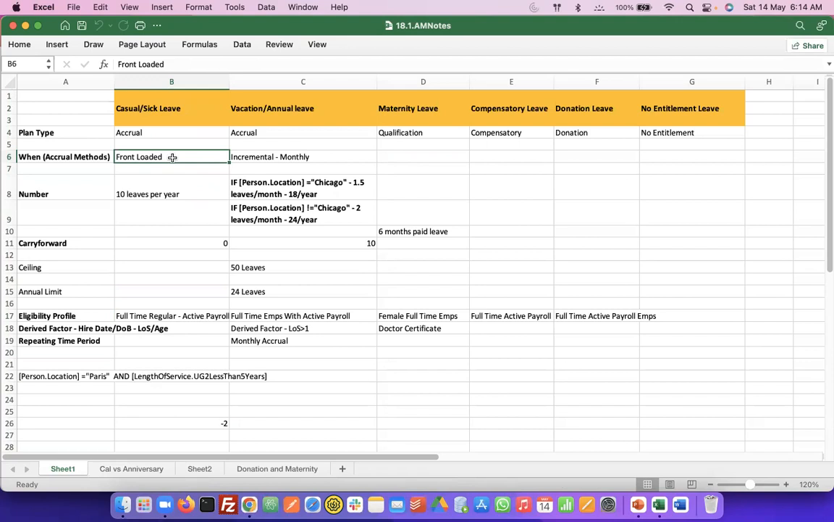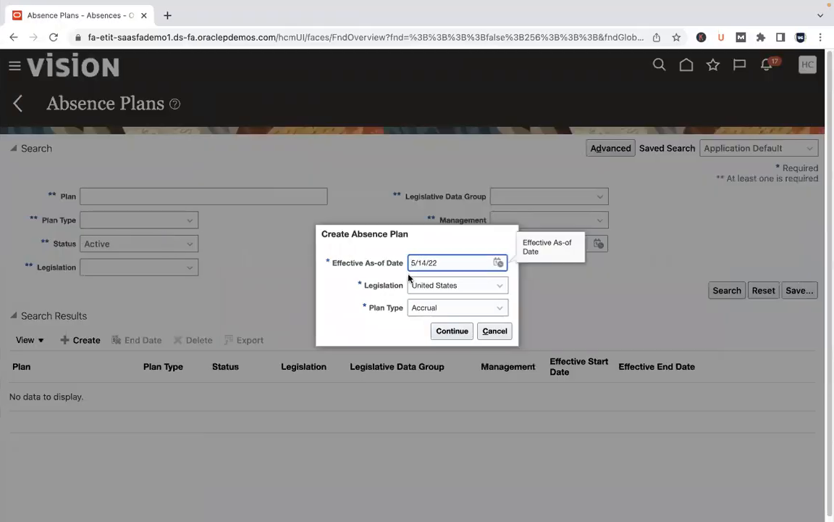Some clients follow a calendar year, Jan to December. Some clients follow April to March. Some clients follow June to May. So it depends on what calendar the clients follow. On day one of every new year, you can front load them. It could be a calendar year, or you also have an option to use anniversary year as well. Okay, so let's go ahead and see how to configure it.